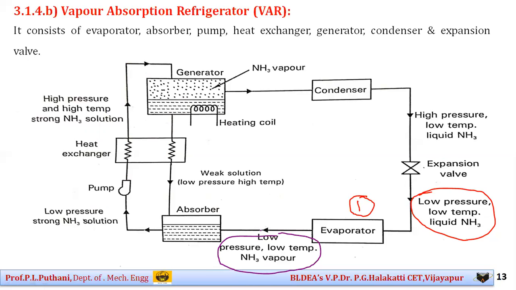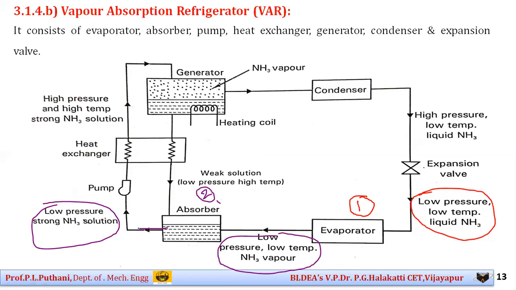Now this refrigerant, the low pressure, low temperature ammonia vapors, enters a container known as the absorber. So I can say that this is the second part, the absorber. Within this absorber, there is water, which is an absorbent. Ammonia vapors are easily soluble in water, and in this absorber there is a formation of low pressure, strong ammonia solution.